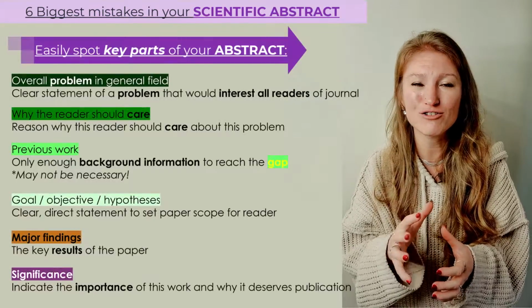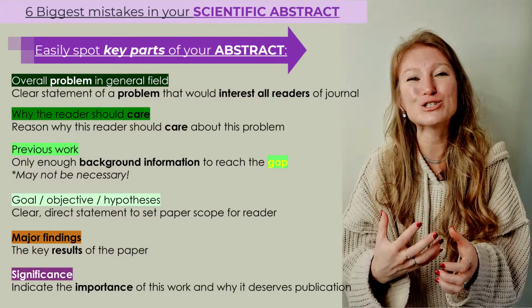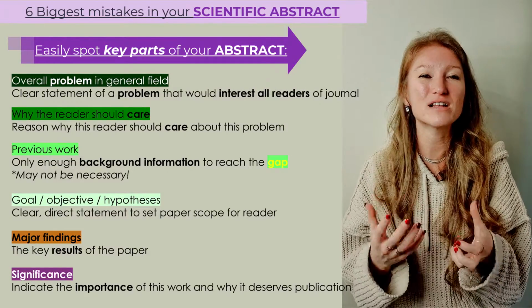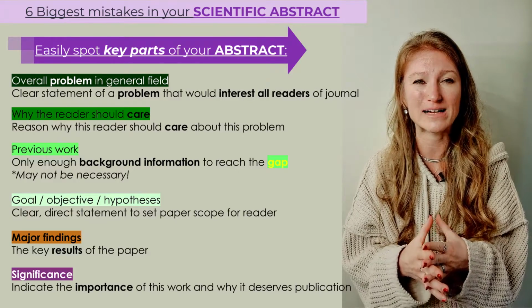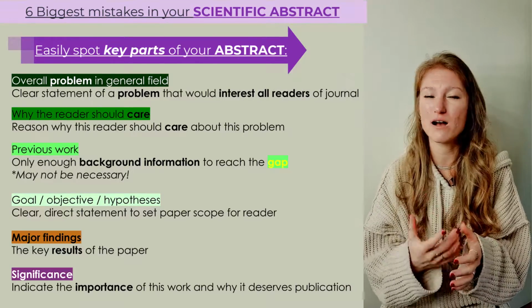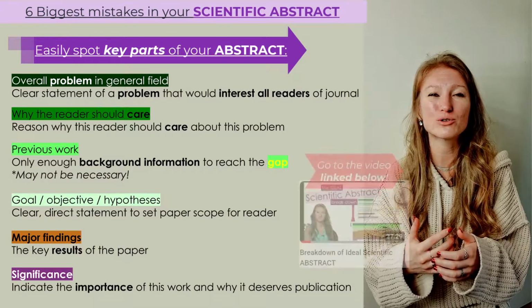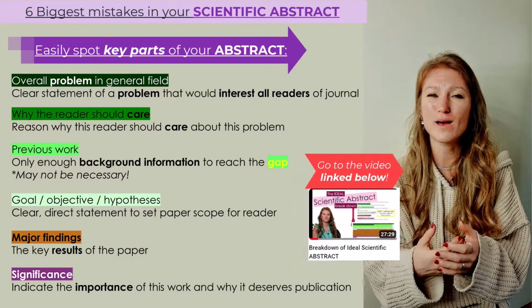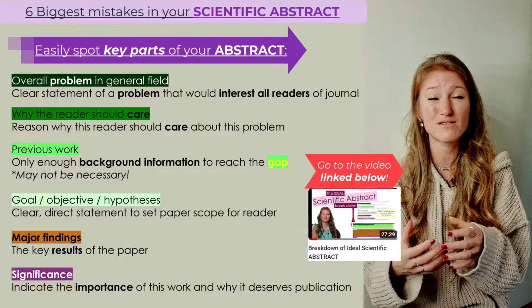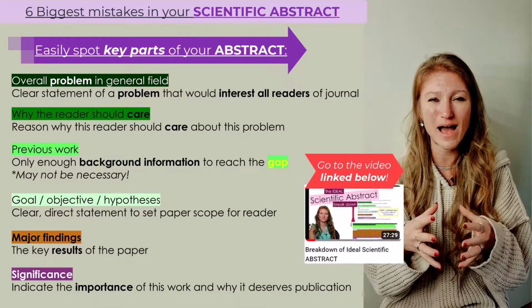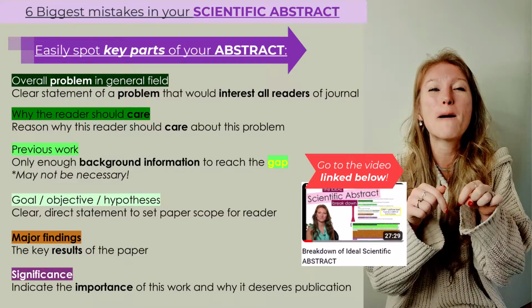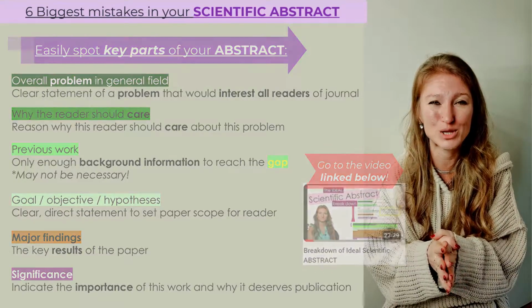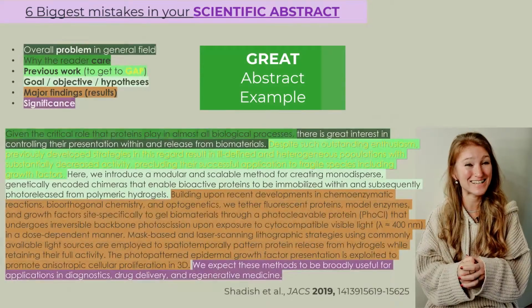I'm going to color this abstract for you according to my coloring scheme that allows you to more easily visualize all of the different key parts of an abstract. For a more detailed description of my coloring scheme that's going to show you the different parts of an abstract, show you how to break them down, what they consist of, and where they go in an ideal abstract using this exact abstract example I'm going to show you here today, please go to the video linked below. So back to this example.